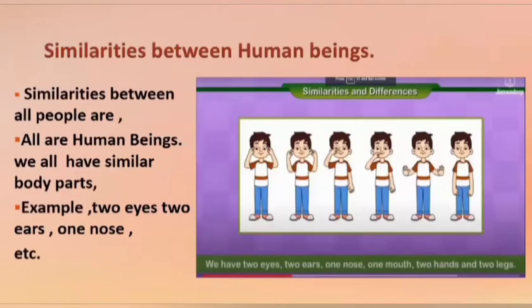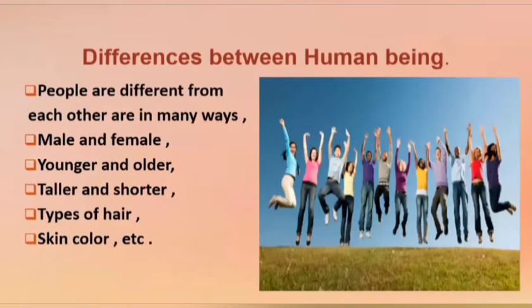Similarities, the same things between human beings. We all are human beings. We all have similar body parts. Example, 2 eyes, 2 ears, and 1 nose. That is the similarities between the human beings.